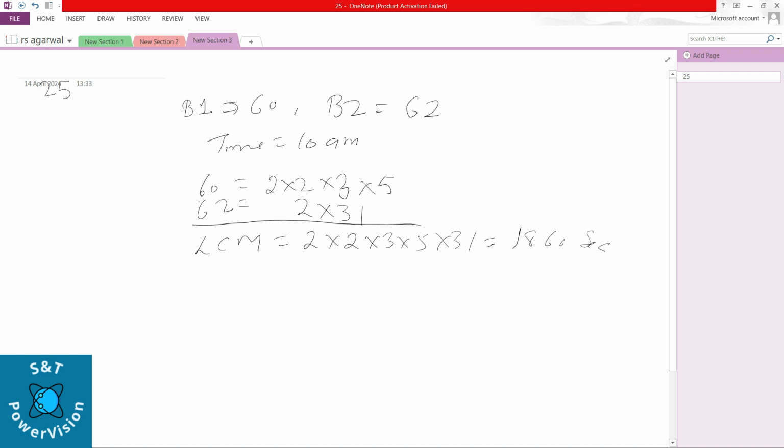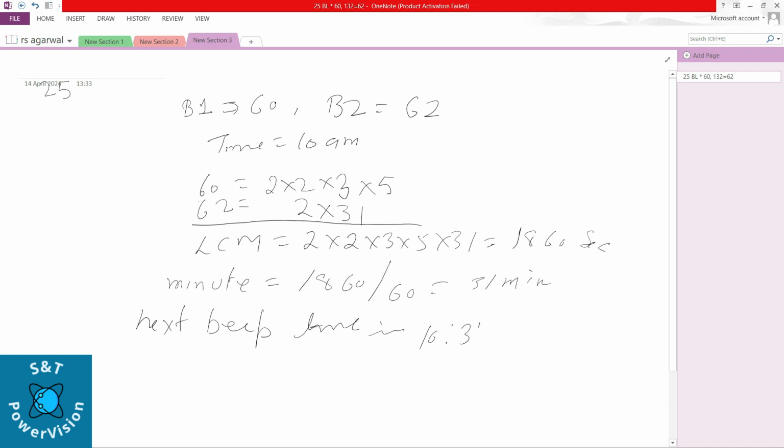If we convert into minutes, since this answer came in seconds, 1860 divided by 60 is equal to 31 minutes. So from 10 am, after another 31 minutes, they will beep together. So the next beep time is 10:31 am. You have to mention whether am or pm.